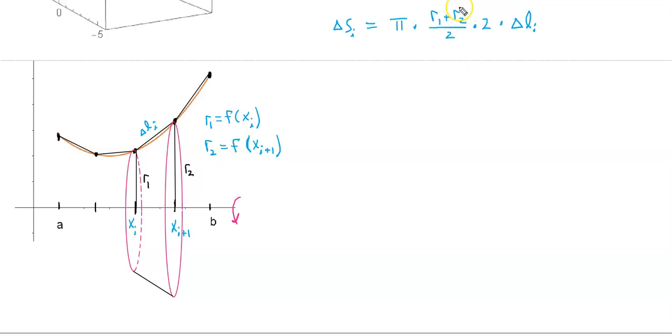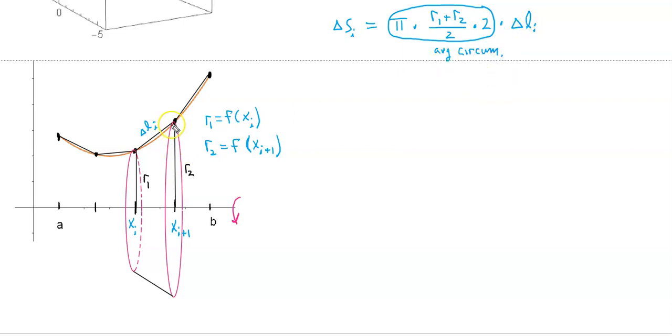Notice that this term right here is your average radius. And so if we multiply that by 2, then this term here is going to be our average diameter. So that's our average diameter between R1 and R2. And then if we multiply diameter times pi, that's going to give us our average circumference. So this term right here is just our average circumference.